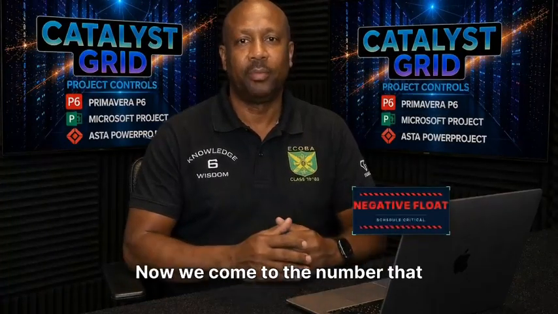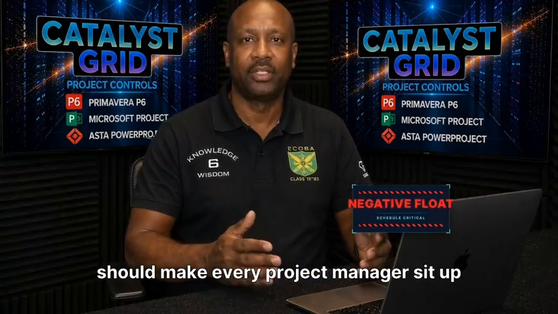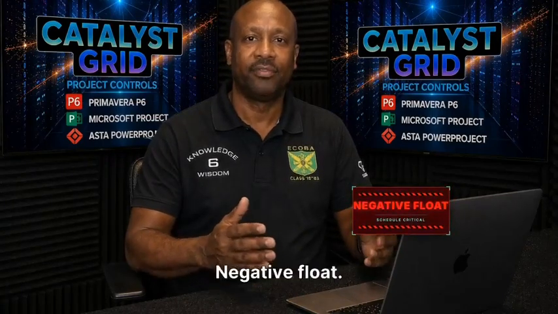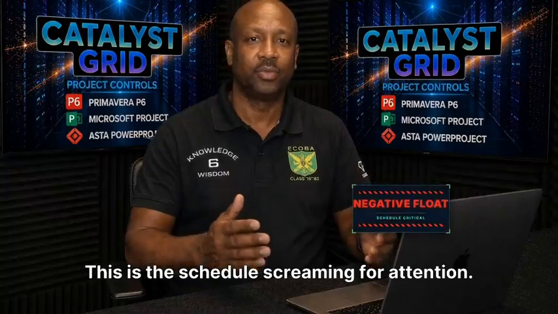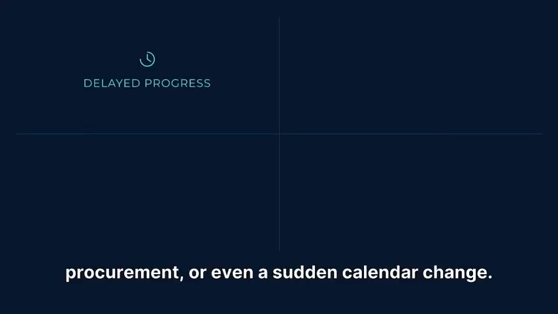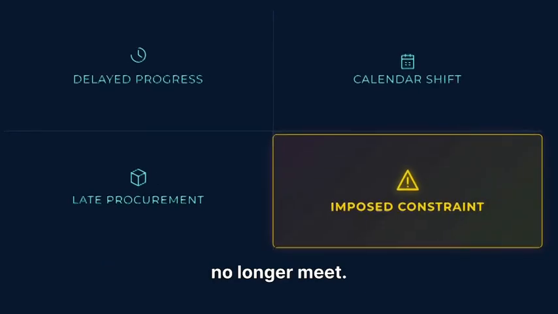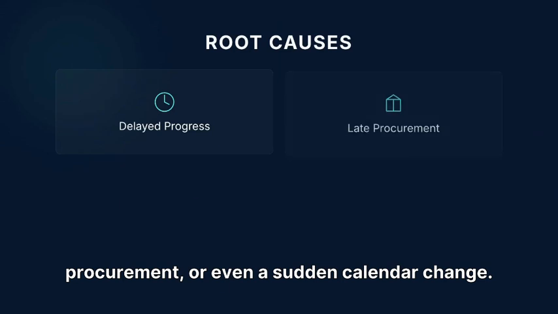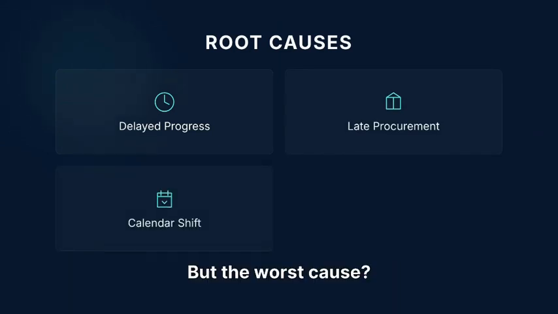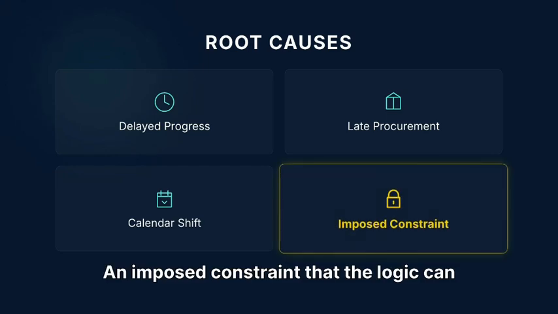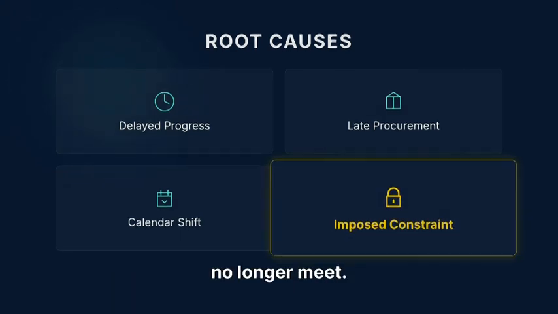Now we come to the number that should make every project manager sit up straight. Negative float. This is the schedule screaming for attention. It can come from delayed progress, late procurement, or even a sudden calendar change. But the worst cause, an imposed constraint that the logic can no longer meet.